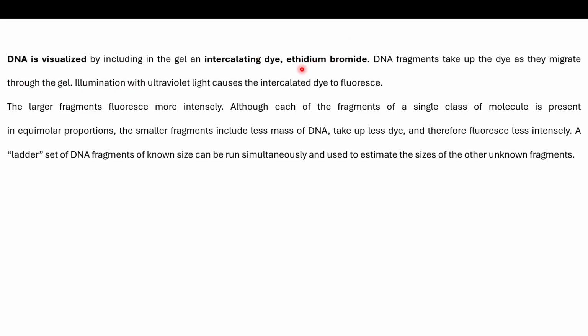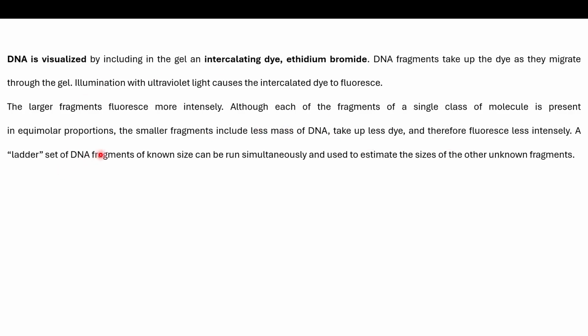This dye actually stacks in between the bases of the nucleic acid, and illuminating with UV light causes the dye ethidium bromide to fluoresce. The larger fragments fluoresce more intensely. Although each of the fragments of a single class of molecule is present in equimolar proportions, the smaller fragments include less mass of DNA, take up less dye, and therefore fluoresce less intensely.